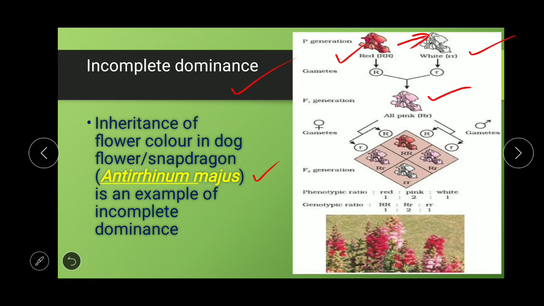So here what happens, if it is both capital R, you are getting red. One is capital R, another is small r, you are getting pink, and the other, that is both small r, you are getting white. So the phenotype ratio is 1:2:1 and the genotype ratio is also 1:2:1. So this is a case of incomplete dominance. This is a deviation from what Mendel has predicted, that is dominance and recessive, the 3:1 ratio and 1:2:1 ratio. So this is a deviation from Mendelism.